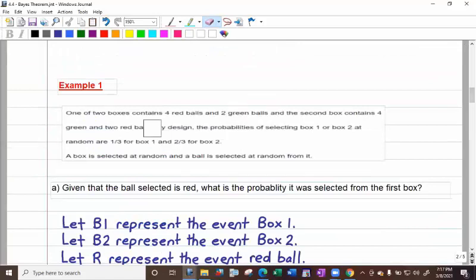So box 1, well, they didn't label it box 1, but I guess intuitively they should have, but you can just use logic and say, well, the first one you see could be box 1, the second one, box 2. So 4 red and 2 greens. That means it'll be 4 out of 6 chance of red and 2 out of 6 chance for green. And then box 2 has 4 greens and 2 reds. So it'll be 4 out of 6 green, 2 out of 6 red.